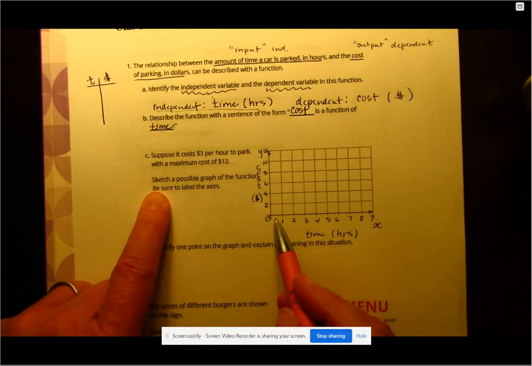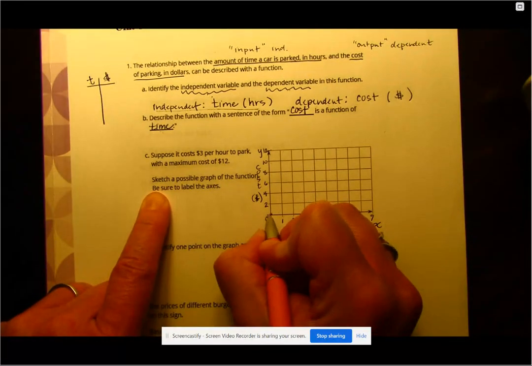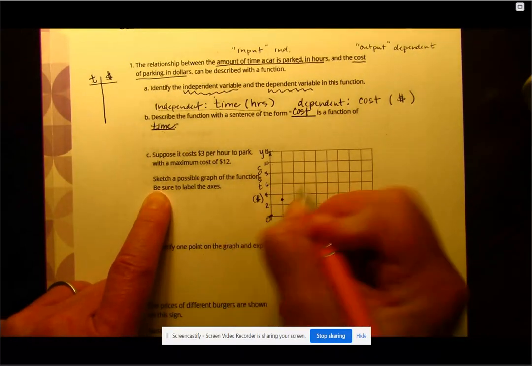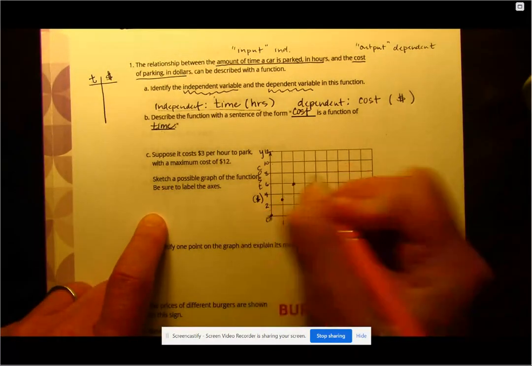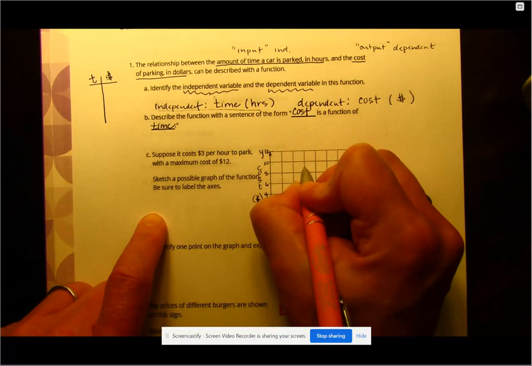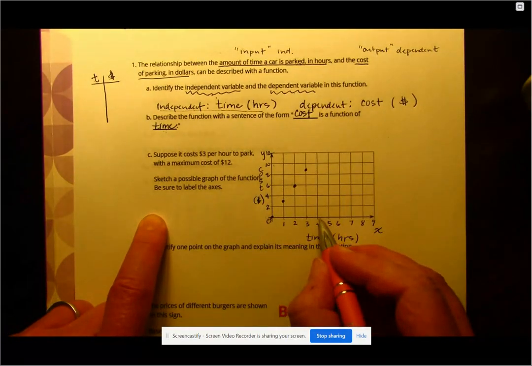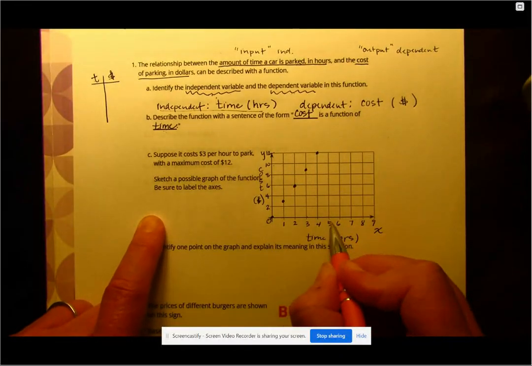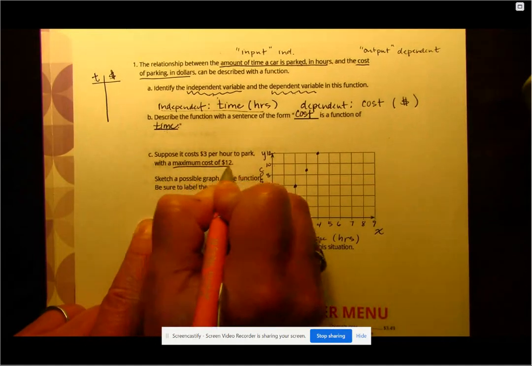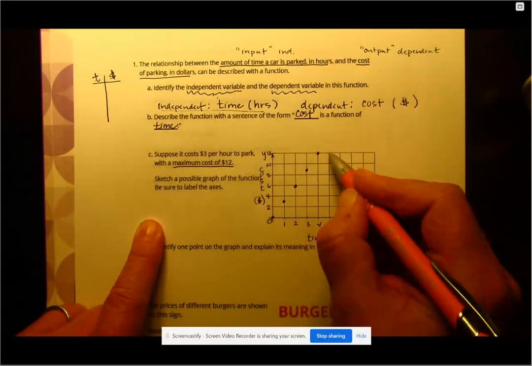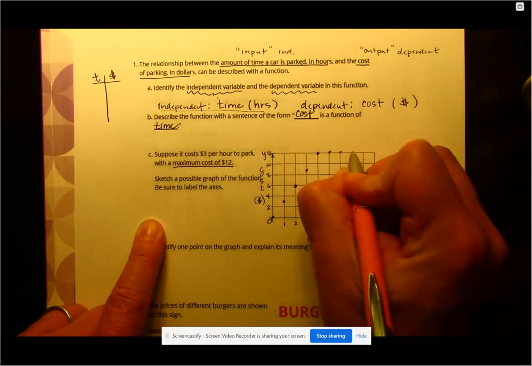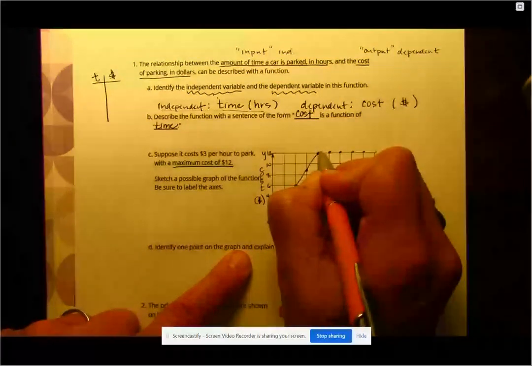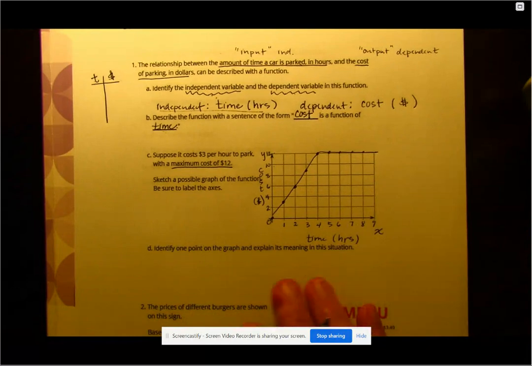So $3 an hour. So if you park for 0 hours, you pay $0. Okay, that's nice. 1 hour, $3. 2 hours would be 6. 3 would be 9. You know, you could make a T-chart, but it's pretty simple, so I don't think you need to. 4 is 12. And then if that pattern continued, 5 would be 15, but they said there was a maximum cost of $12. So this is going to staircase up, and then after they're like, you know what? That's the most we're going to charge you. So then it levels off. Okay. All right, kind of fun.